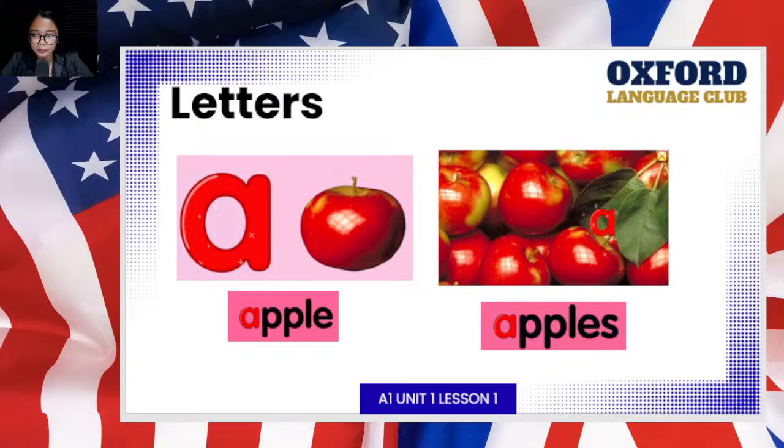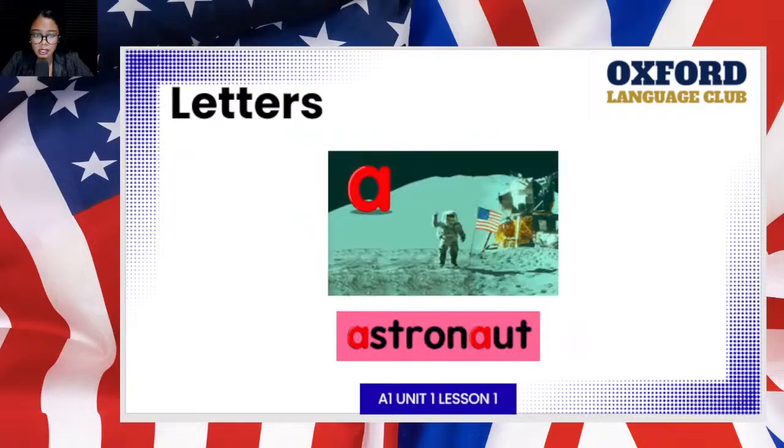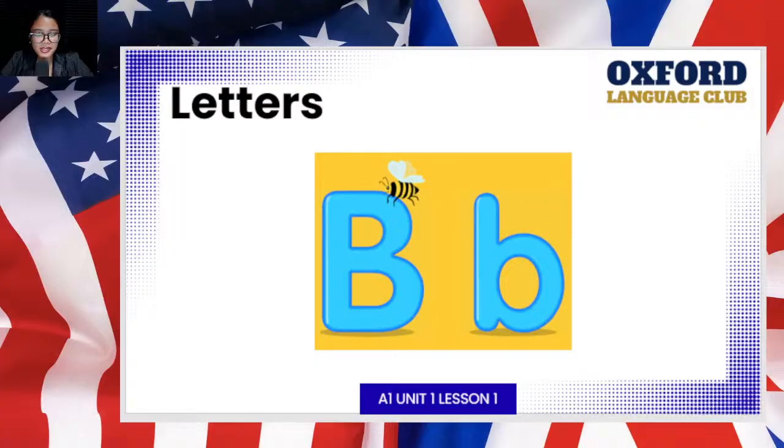We had apple and apples, alligator, and last one, astronaut. So A is the name of the letter. How do we pronounce it? A, A, A. Apple, alligator, astronaut. Okay? Let's move on to our second letter, B.